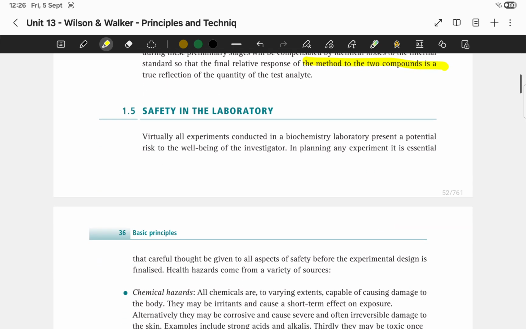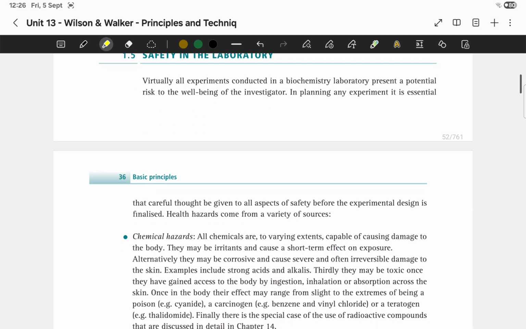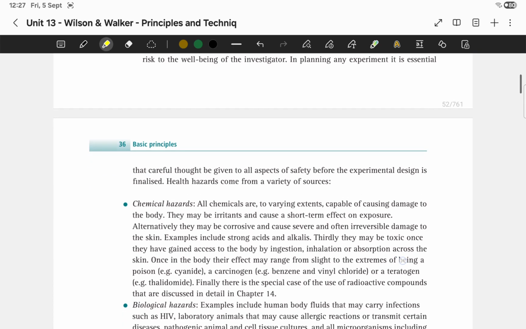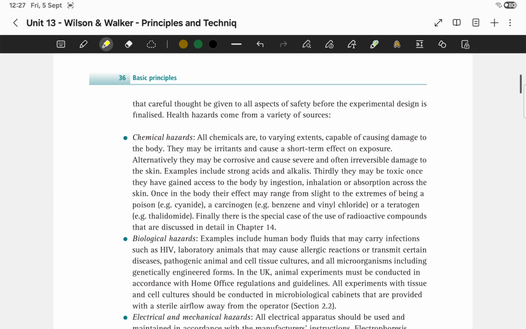1.5 Safety in the laboratory. Virtually all experiments conducted in a biochemistry laboratory present a potential risk to the well-being of the investigator. In planning any experiment, it is essential that careful thought be given to all aspects of safety before the experimental design is finalized. Health hazards come from a variety of sources.